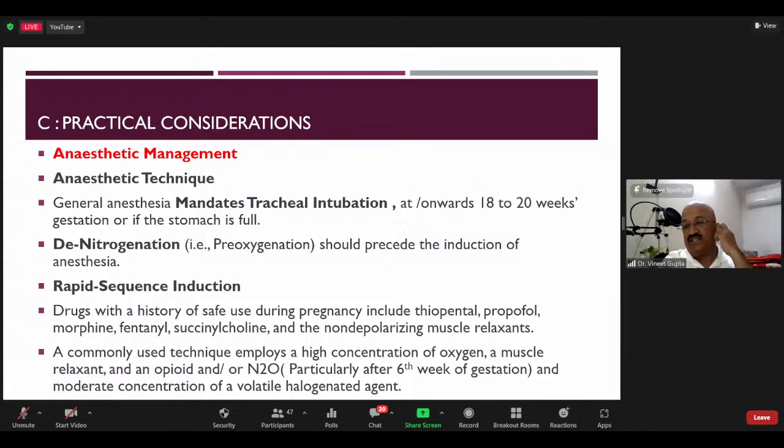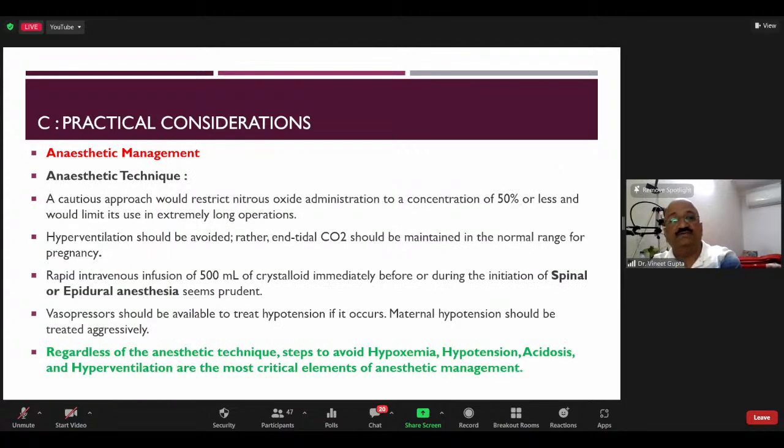After 6 weeks of gestation, the emphasis is mainly on nitrous oxide and moderate concentrations of volatile agents. A conscious approach would restrict nitrous oxide administration to a concentration of 50% or less and would limit its use in extremely long operations. Hyperventilation should be avoided; rather, end-tidal CO2 should be maintained in the normal range for pregnancy.